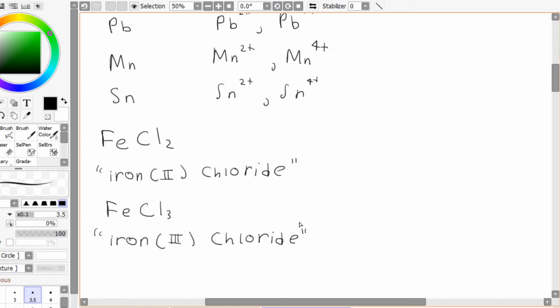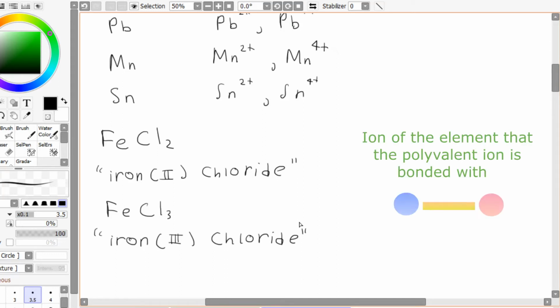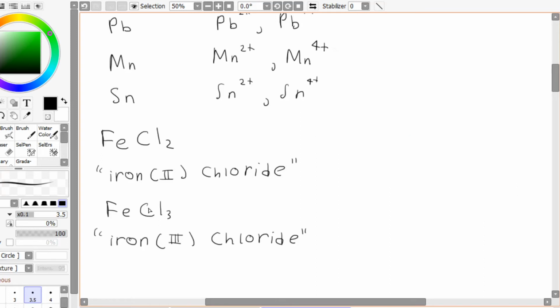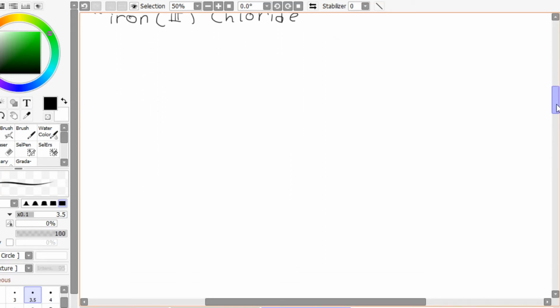The way to find which ion it is, is to look at the ion of the element that the polyvalent ion is bonded with. So in this case, we have to look at the fluorine. For example, if we have copper and bromide making a formula like this, we can notice that copper can either be Cu+ or Cu2+. So we're not sure which one it is.